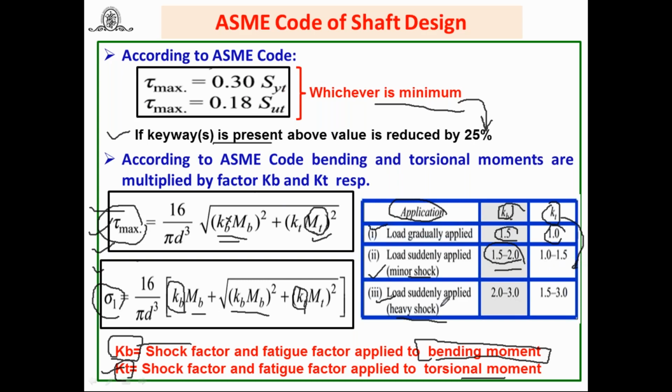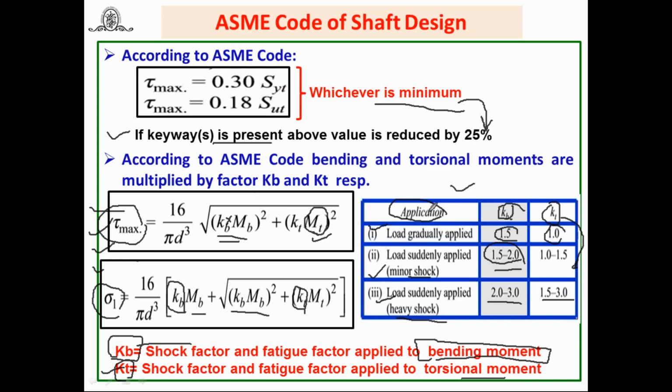Similarly, when load is suddenly applied with heavy shock, you can take the value of Kb between 2 and 3, and Kt between 1.5 and 3. So you can take 2, 2.5. It's your choice, no problem. That's why you have to refer to the chart.